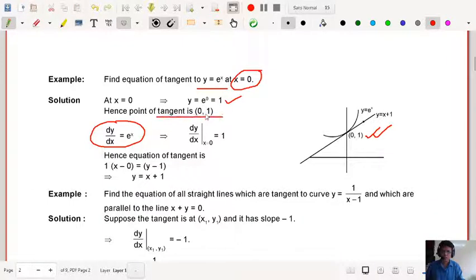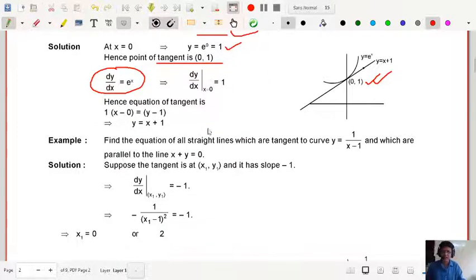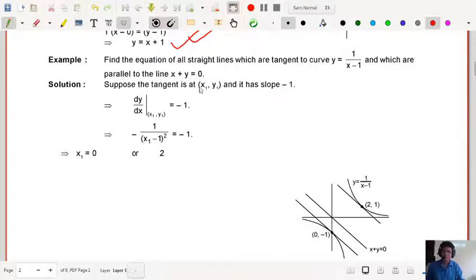So the point is (0, 1) because you are getting the y value by substituting, and you got the value of dy/dx at that point. Simply you write the equation y minus y1 equal to m into (x minus x1), because your m is 1. So you get the tangent at (0, 1). Okay. Similarly, next I will discuss another problem to make you understand.